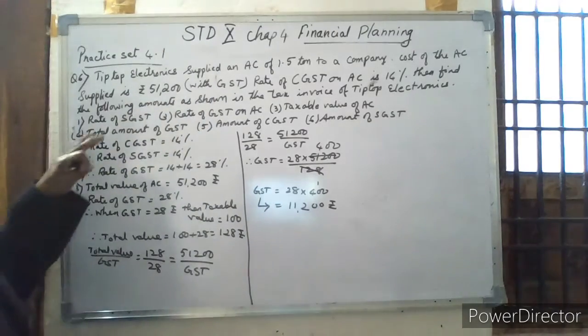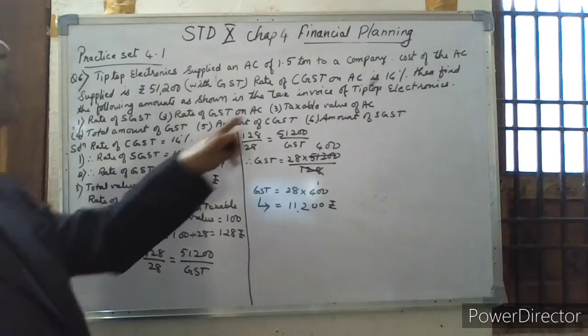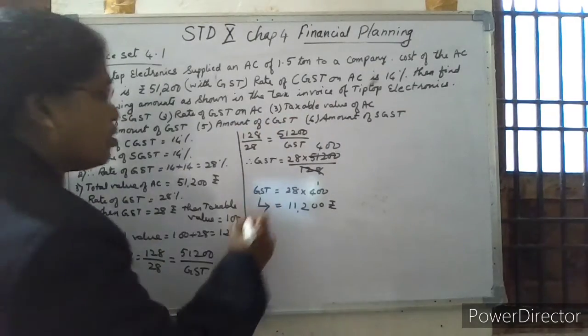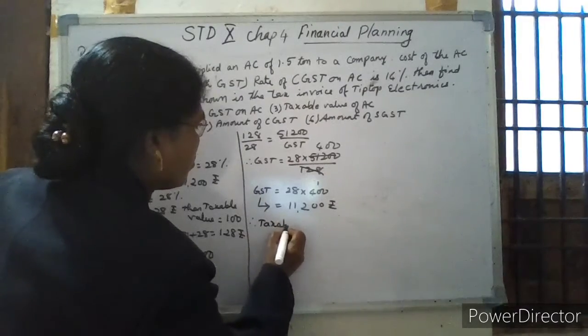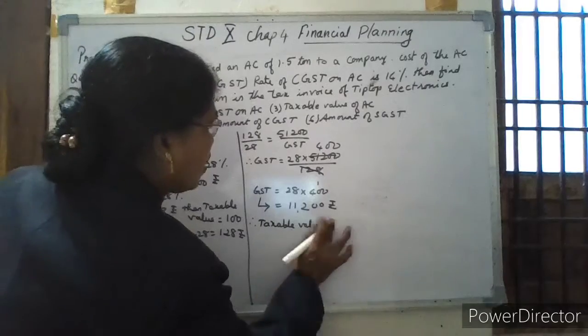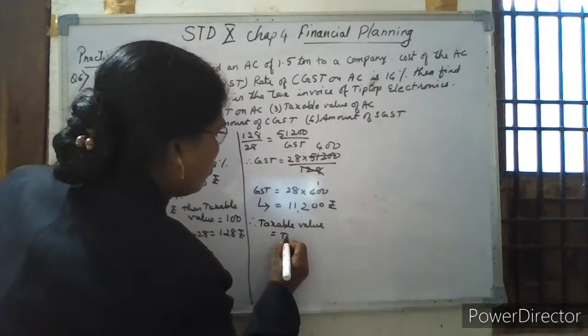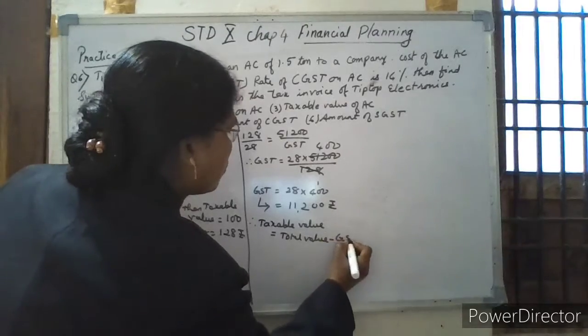So in the third question we were attempting, total value is given. We have to find out taxable value. Therefore, taxable value is equal to total value minus GST.